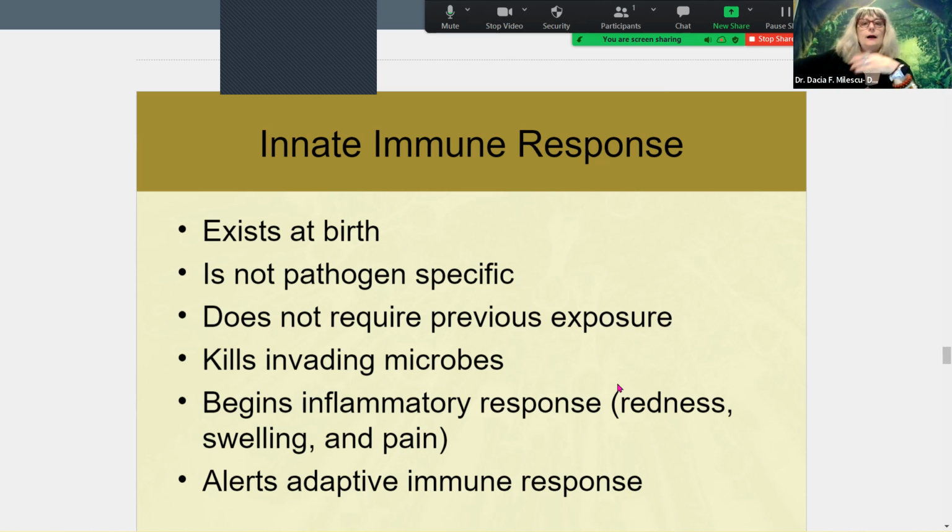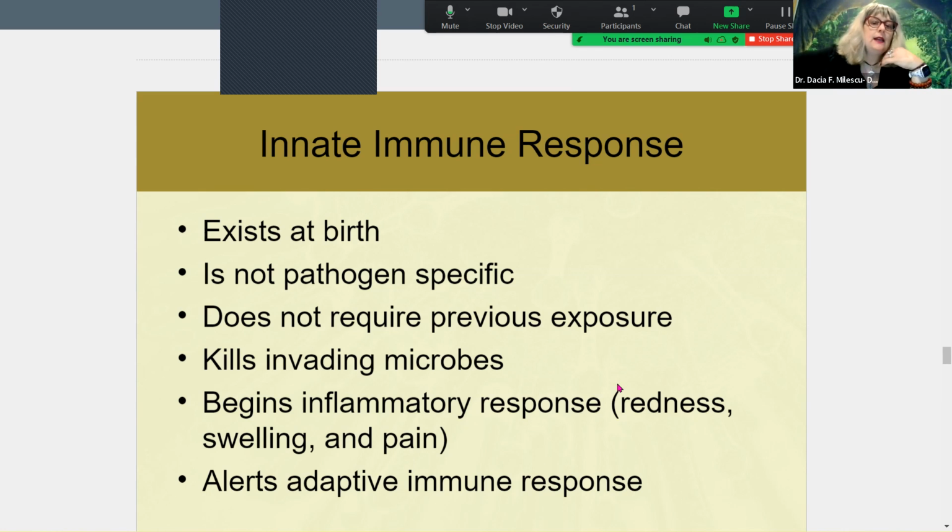So first exposure, it takes them 7 to 10 days, depending on the virus, to develop the antibodies. Usually by day 3 or 4, you're starting to find out exactly the structure of that virus, and then your body will produce the appropriate antibody from the B cell that has been activated by this particular pathogen. So anyway, the innate immune response will kill invading microbes, but they're non-specific.